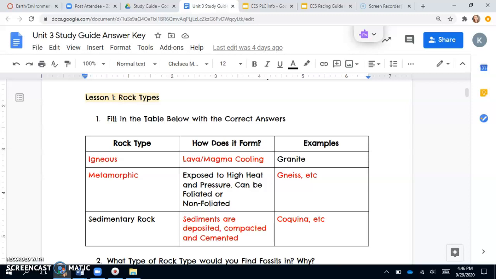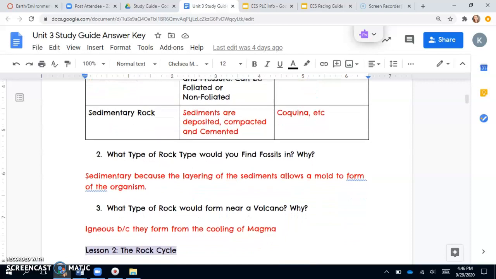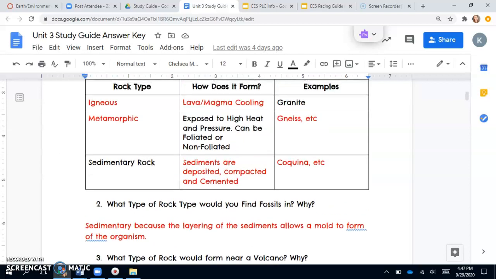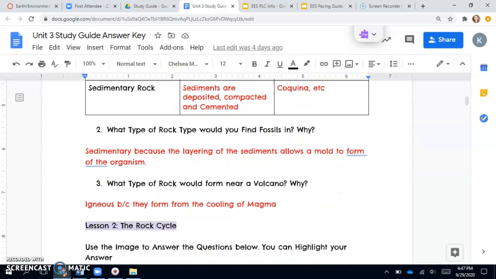Metamorphic rock forms when rocks are exposed to high heat and pressure, and they can be foliated or non-foliated. So if they're foliated, they have those wavy textures in it, and an example of that would be gneiss. And then of course our sedimentary rock forms when sediments are deposited, compacted, and cemented. And examples of this would be like coquina, which is the bioclastic sedimentary rock. And then just a reminder, sedimentary rock is where you find fossils as well.